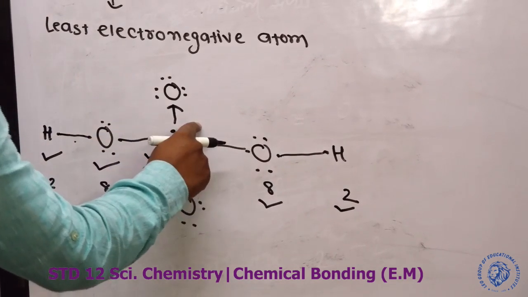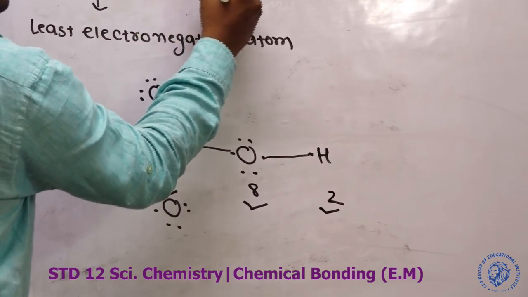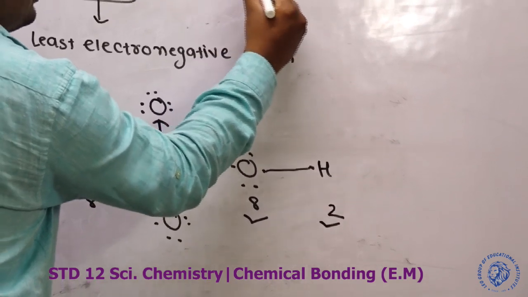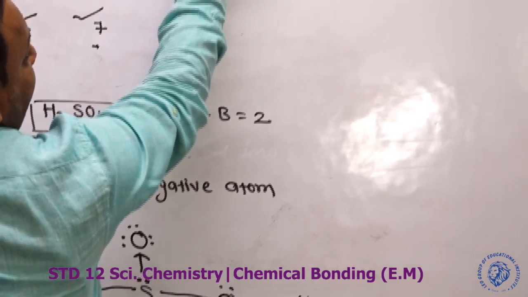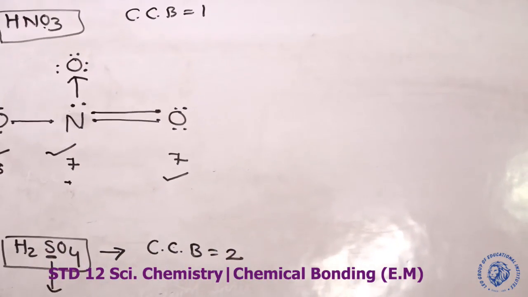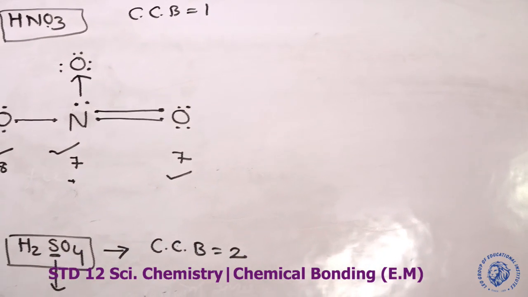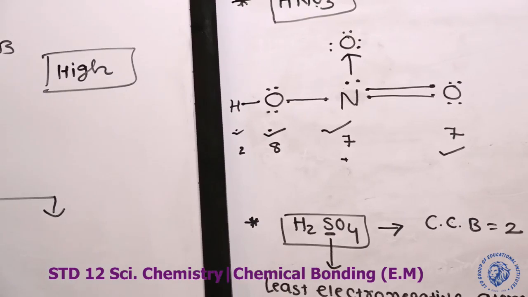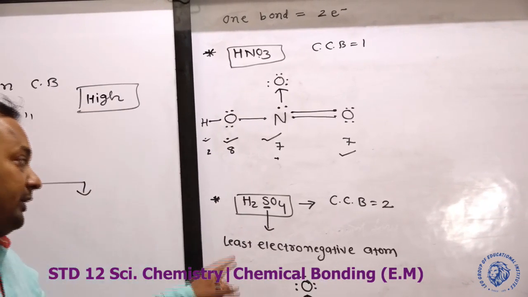So how many coordinate covalent bonds are present in sulfuric acid? The answer is coordinate covalent bond is equal to 2. In case of nitric acid, coordinate covalent bond is equal to 1. So if you have questions like how many coordinate covalent bonds are there in a given compound, then you have to answer it.